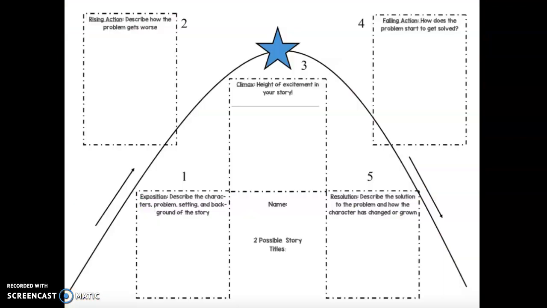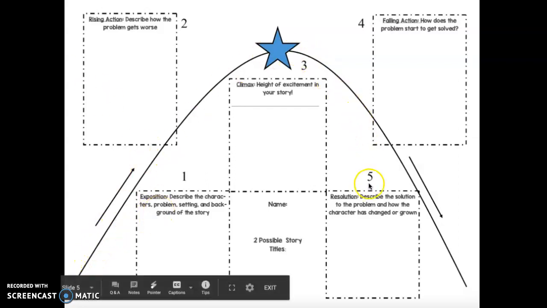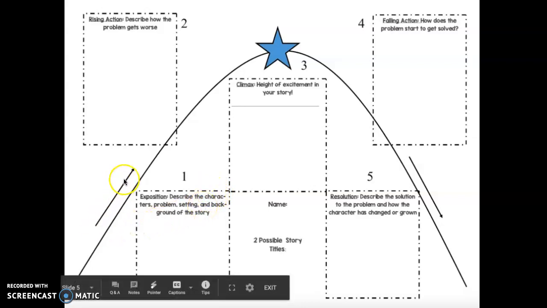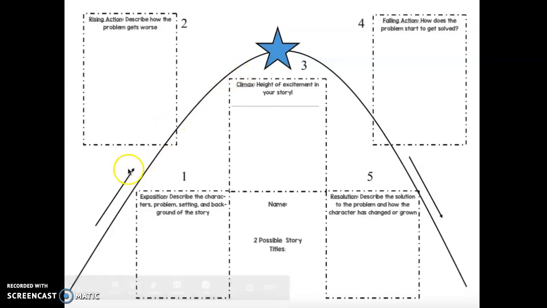Okay. You've maybe seen a graphic organizer that looks like this. It gives you the real idea of this story mountain, where we start at the bottom, where we're describing our characters and our problems and our setting, right? We're giving the background to the reader before we start jumping right into this rising action, part 2, where we describe how that problem's getting worse until we get to the very top of our mountain, the climax.